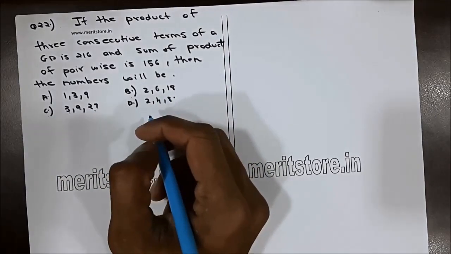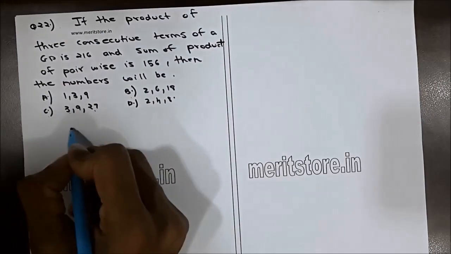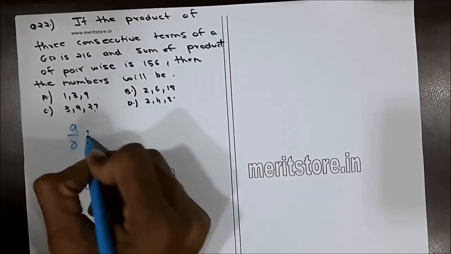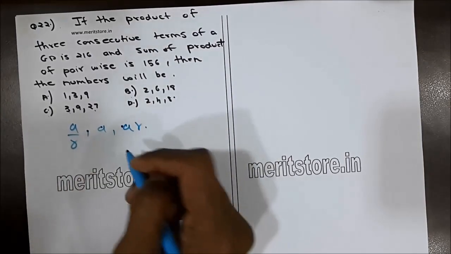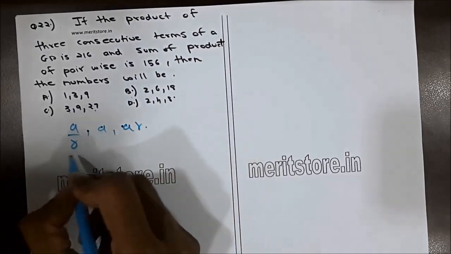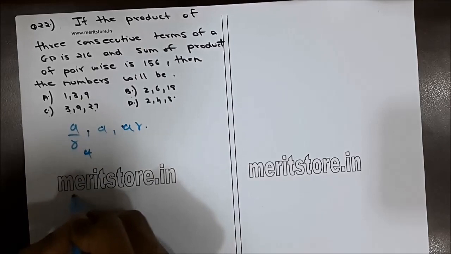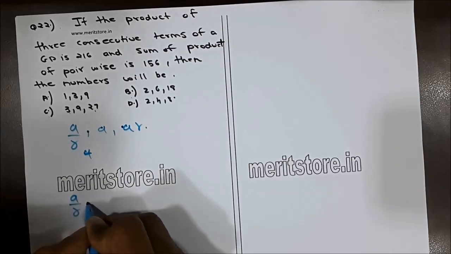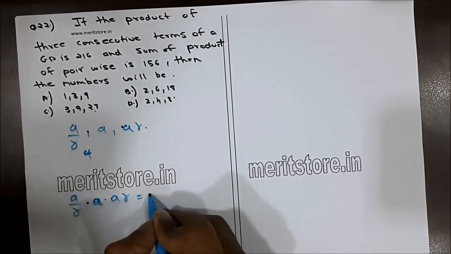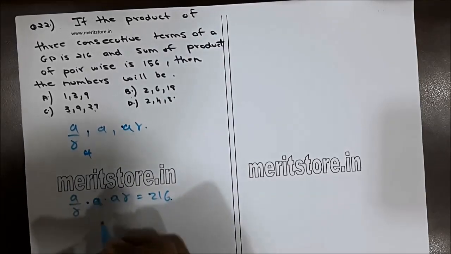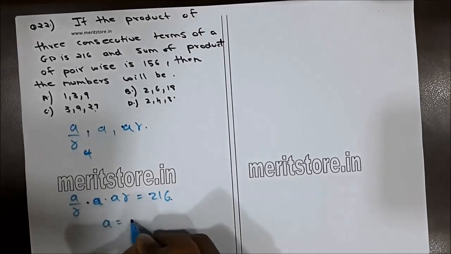The numbers are a/r, a and ar. Under the condition, we get a/r × a × ar = 216. When we solve for a, we get a = 6.